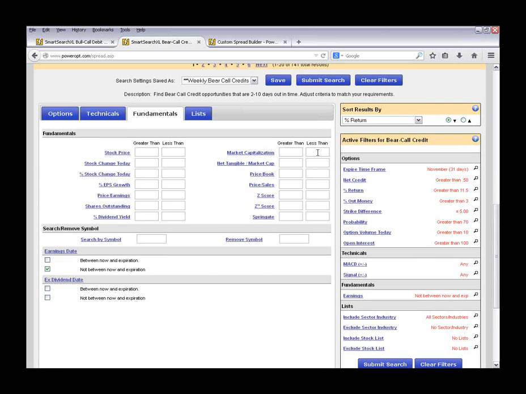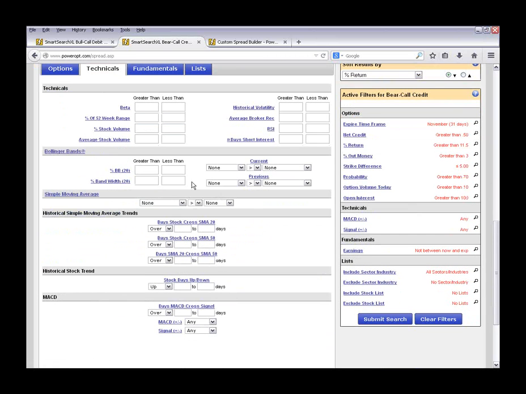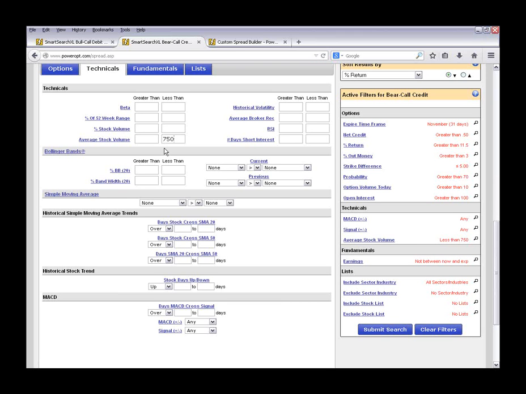We could choose to look specifically for small cap stocks if we wanted to, but we're going to avoid that for now. We're going to get a little more advanced here with our bear calls. We're going to go into the technicals. And for the average stock volume in this case, instead of looking for stocks greater than 750,000 shares on average per day, I may want to look for stocks that have less than 750,000 shares on average traded per day, lower volume stocks.